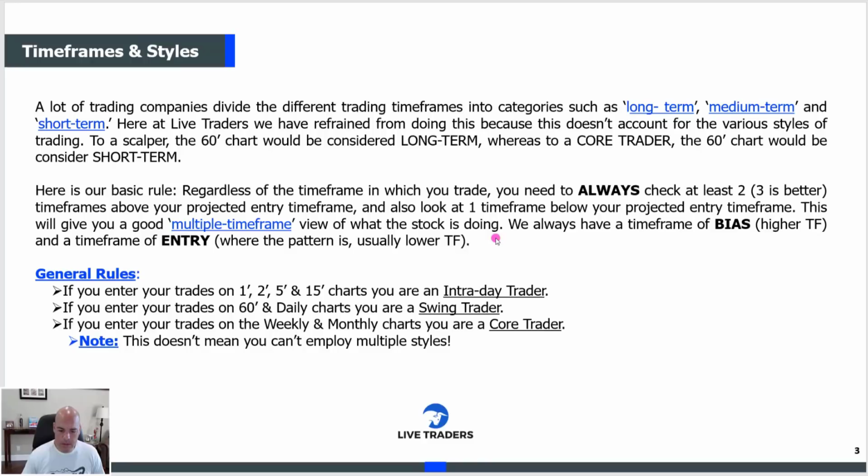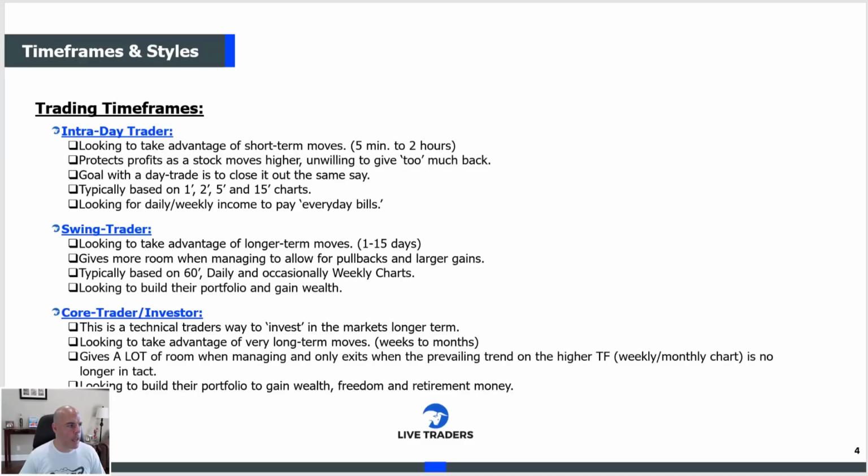So in terms of general trading, intraday trading, swing trading, and core trading: if you're trading on 1 to 15-minute charts, you're an intraday trader. If you're trading on 60-minute charts or above, you're basically a swing trader. And if you're trading on weekly, monthly, and yearly charts, you are a core trader. This doesn't mean that you can't employ multiple styles and combine those styles from time to time. Again, I'm not going to spend too much time on this.